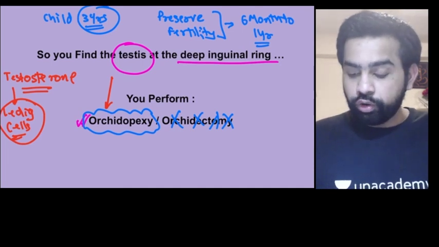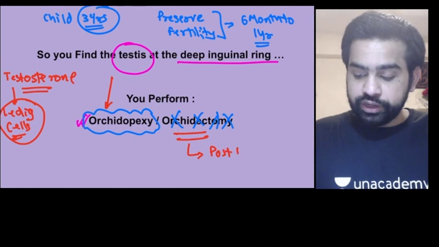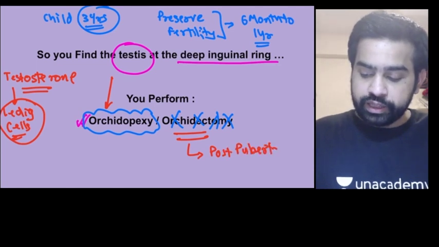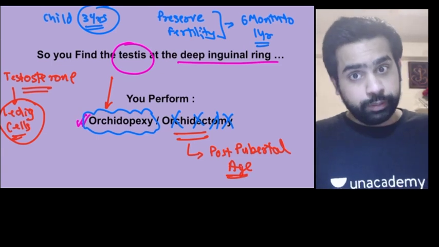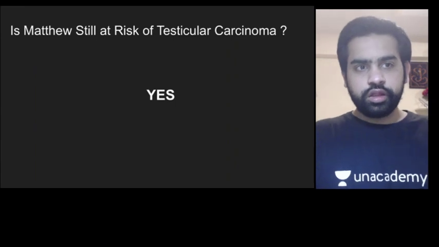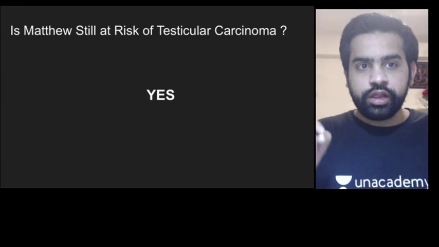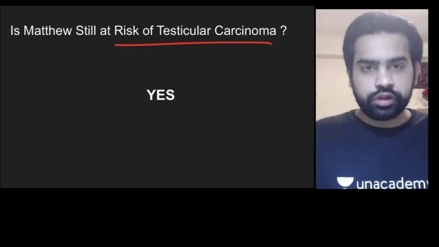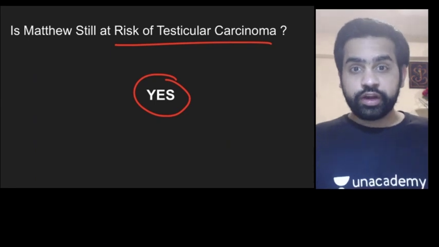When will you go in for an orchidectomy? If the patient comes to you at a post-pubertal age, then you will have to go in for an orchidectomy. Are you understanding my point? I hope you understand this particular point. Now, if I ask you, is this child, Matthew, who was 3 years of age, still at the risk of a testicular carcinoma? The answer is yes. Please understand, he's still at the risk of a testicular carcinoma.